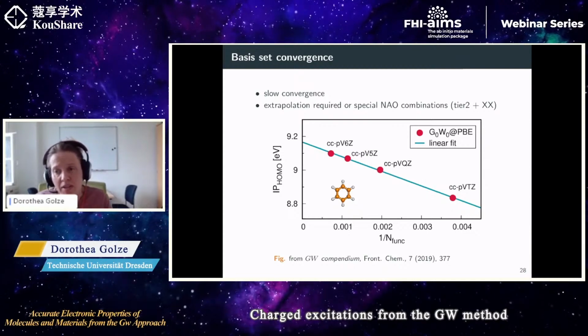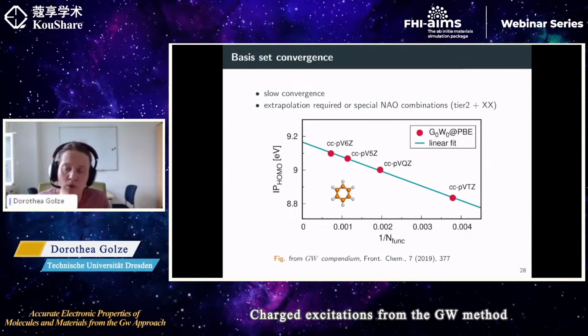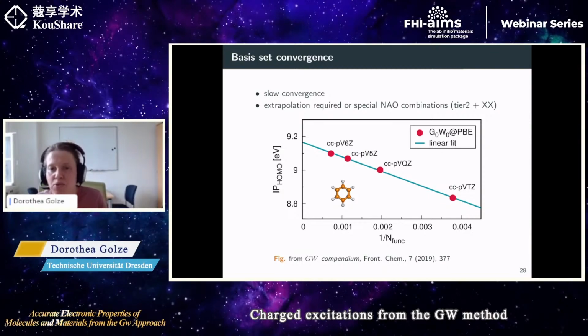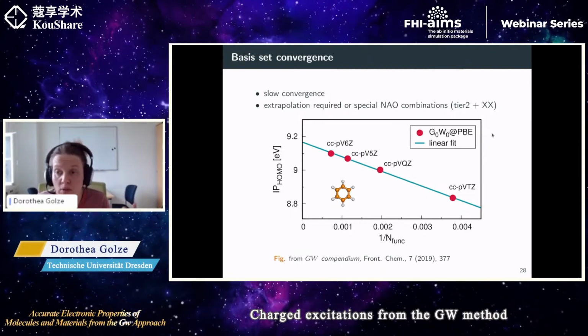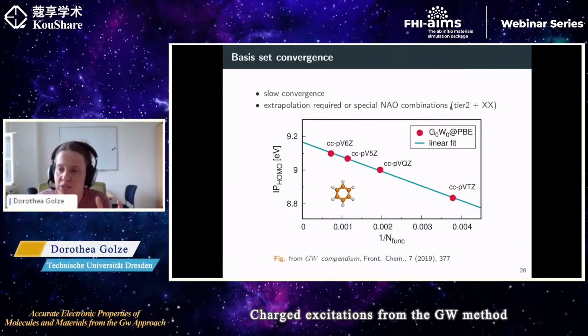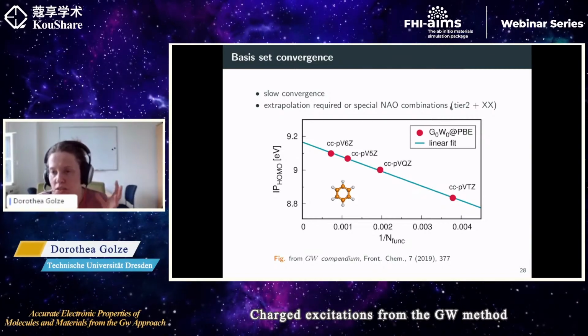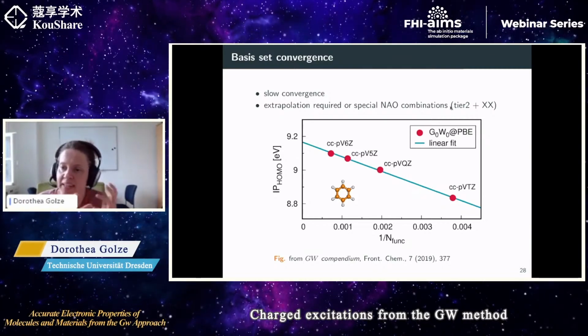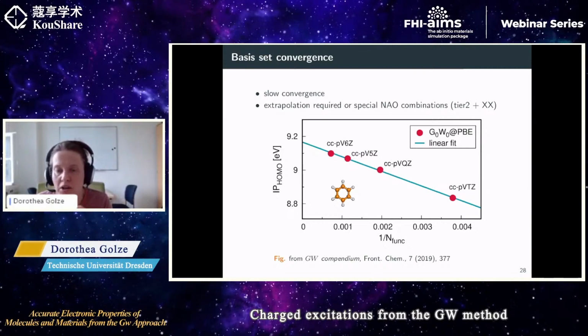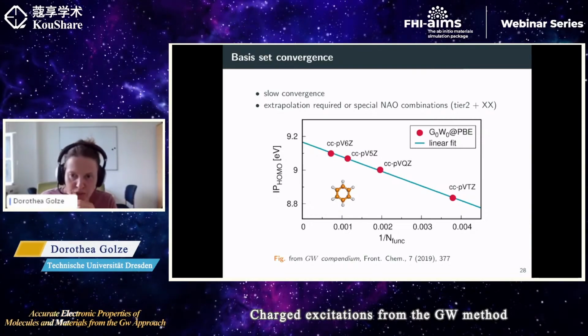Now with AIMS, we have also, for certain use cases, or for solids in general, the possibility to use different combinations, for example, using a tier 2 NAO basis and then adding very specific functions on top to accelerate such convergences.